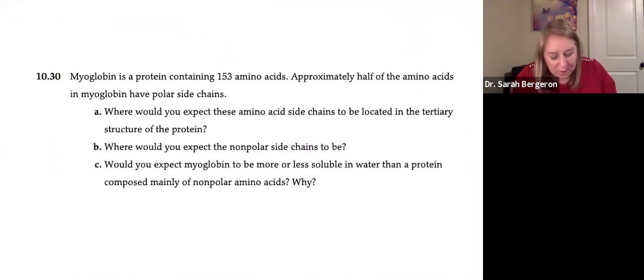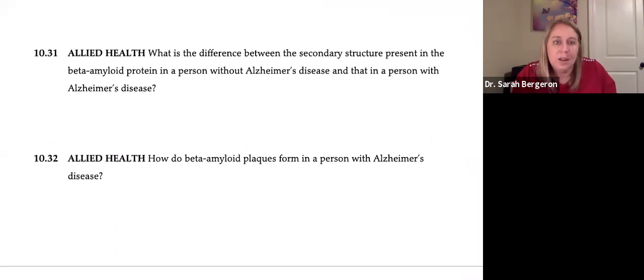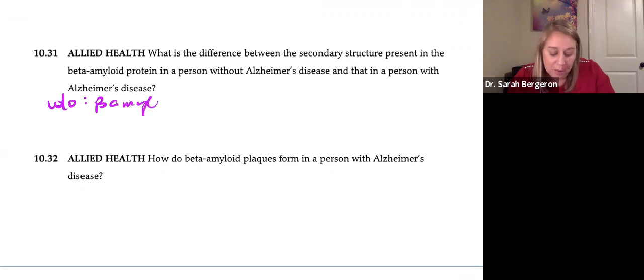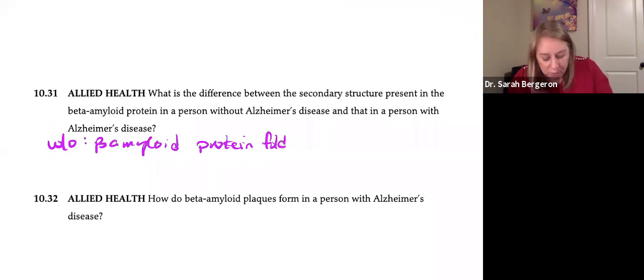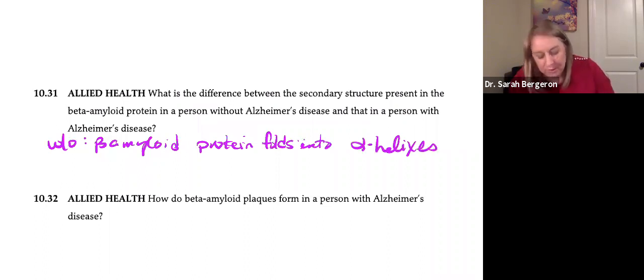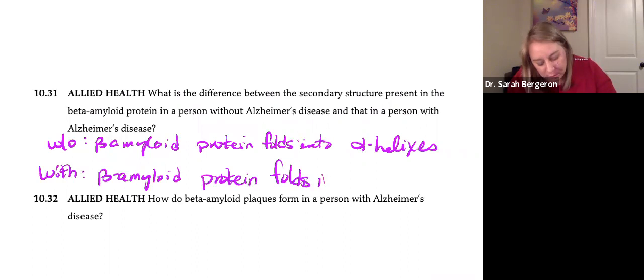Okay, let's see. 10.31. We're going to do 10.31 and 10.32. So what's the difference between the secondary structure present in the beta amyloid protein in a person without Alzheimer's and in that with Alzheimer's? If you are without Alzheimer's, the beta amyloid protein folds into an alpha helix, or alpha helices. But if you have Alzheimer's, you have the same beta amyloid protein, but it folds in this case into a different shape, which is the beta sheets.